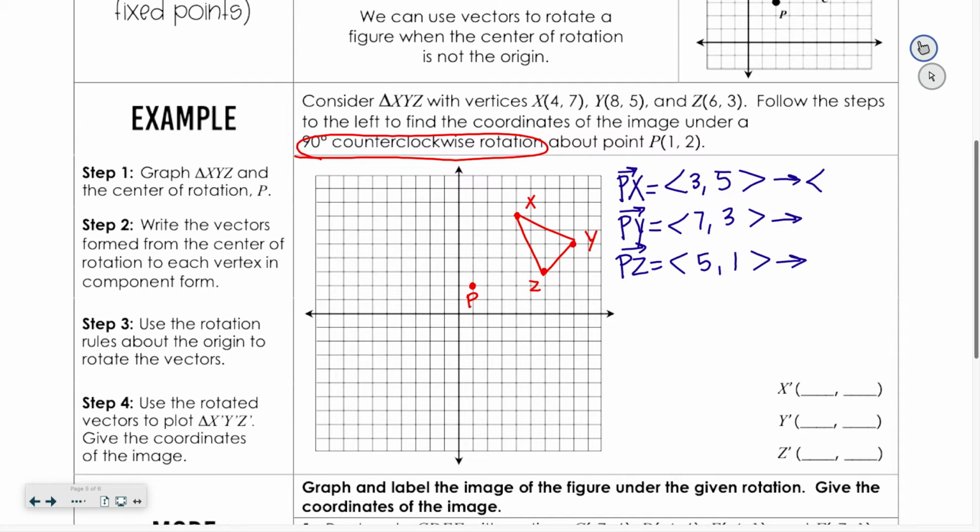Okay? So what's the rule for 90 degrees counterclockwise? So instead of 3, 5, it's going to be what? Negative 5, 3. So we're using the counterclockwise rule for rotations, and we're changing the vector. So this one's going to be negative 3, 7. And then the bottom one's going to be, okay.